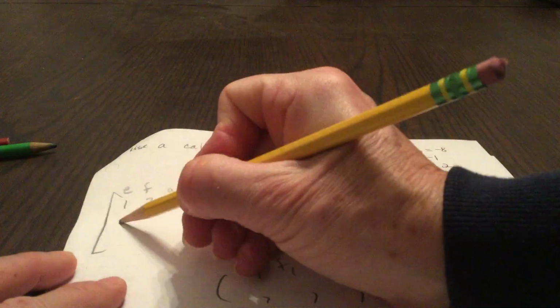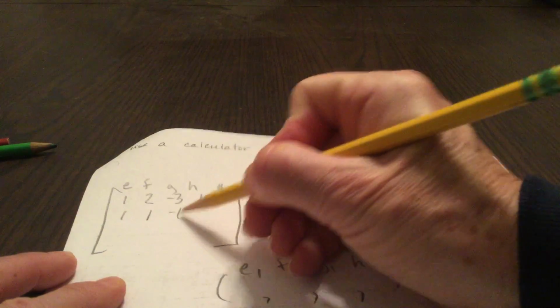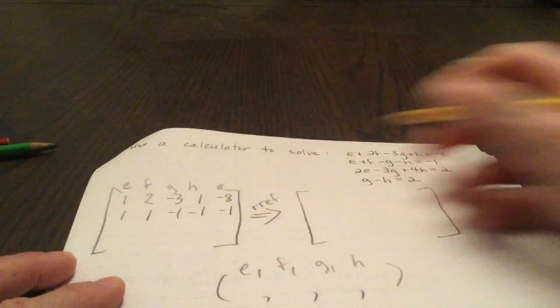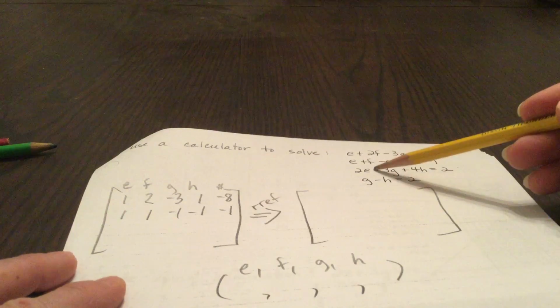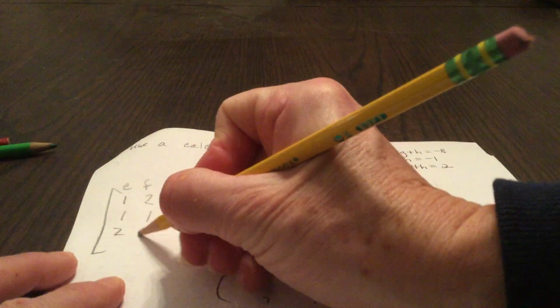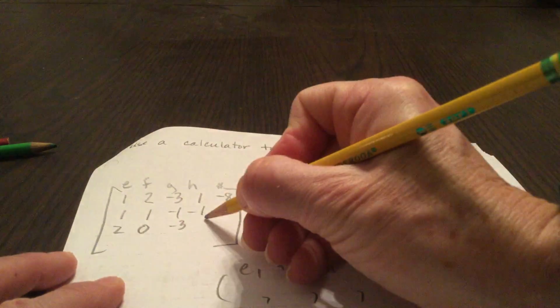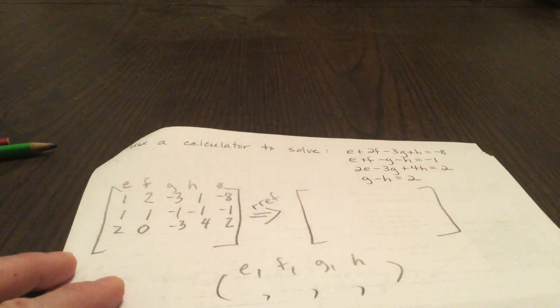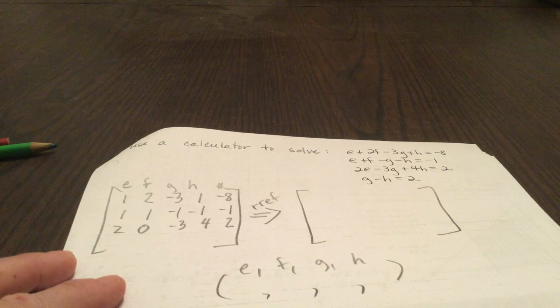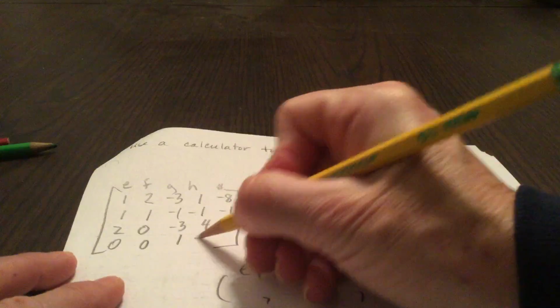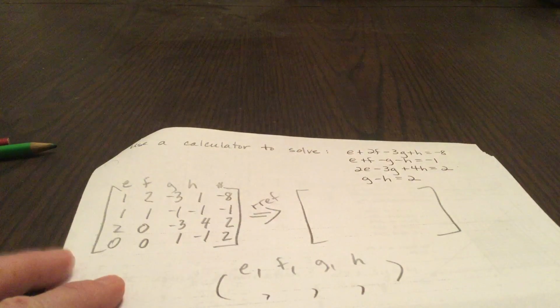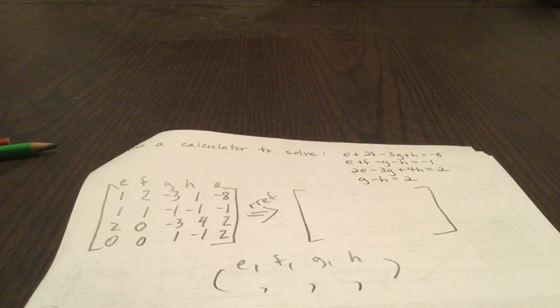Then I have 1, 1, -1, -1, -1. Now notice in row 3, I'm missing an F. So 2, 0, -3, 4, 2. And Lordy, in the bottom row, I am missing E and F. So 0, 0, 1, -1, 2. That's my bottom row.